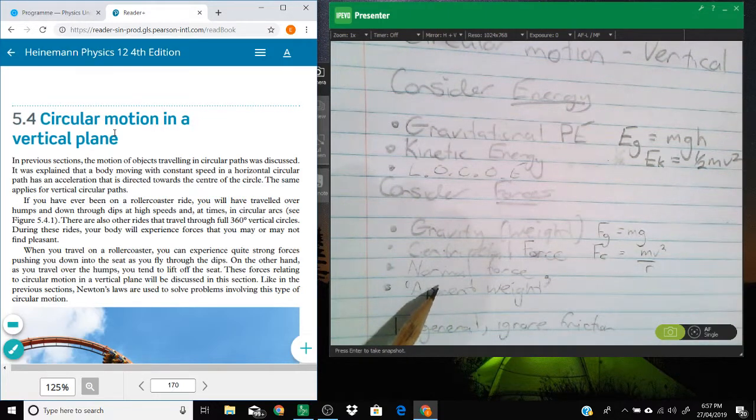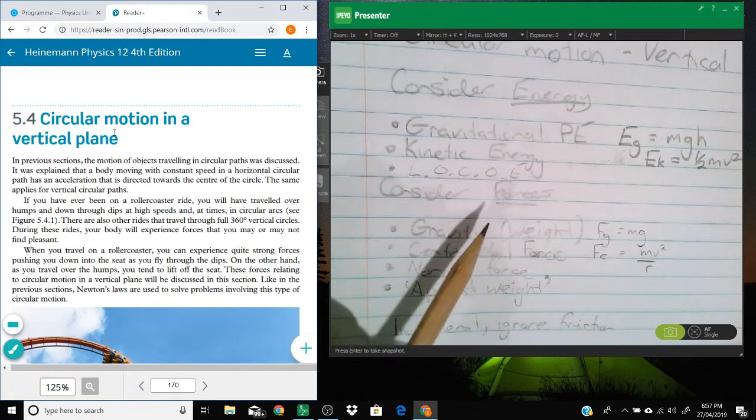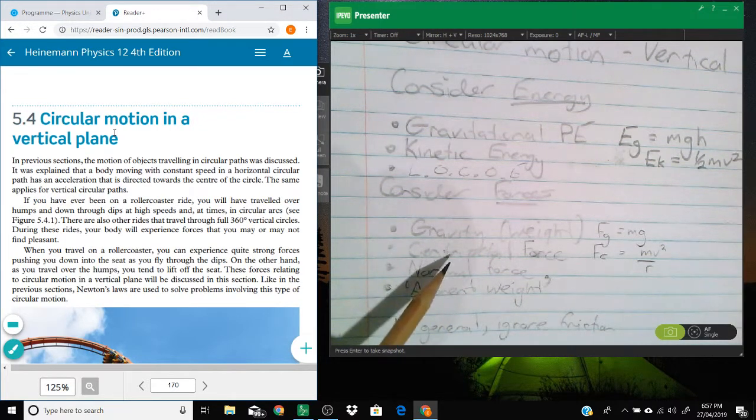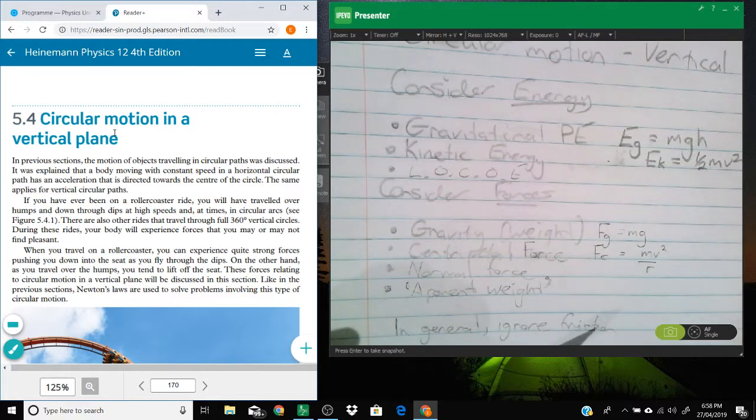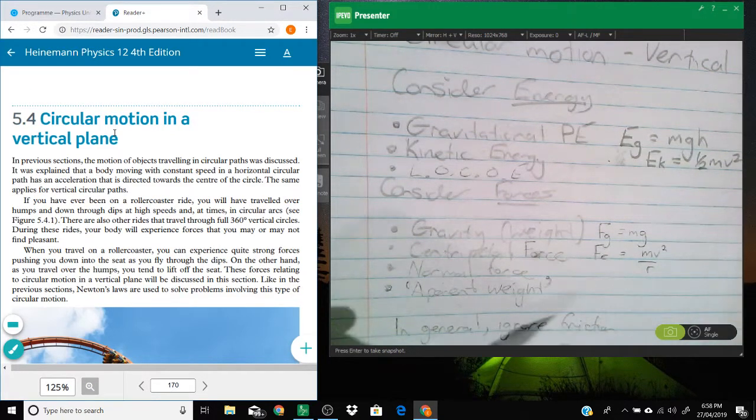There's also this concept that we learned about in gravity, apparent weight. So remember that that's the kind of weight that is experienced, and in most cases you can consider it the same magnitude as the normal force, but down instead of up. But we'll come to that in the problem solving. And in general, ignore frictional forces, ignore energy loss to other such things as heat and friction and whatnot.